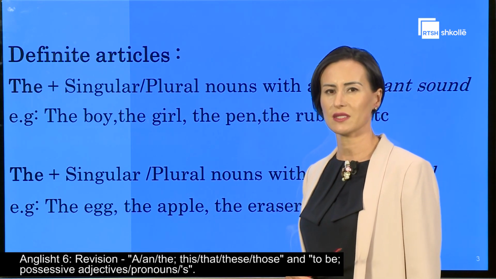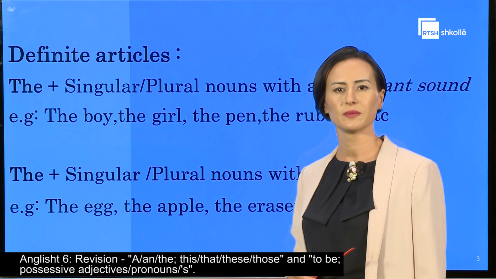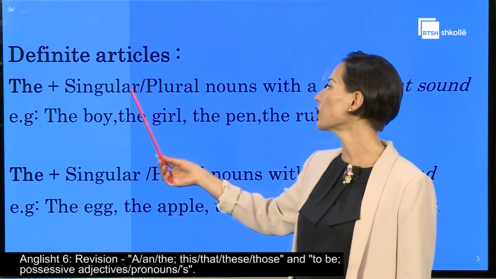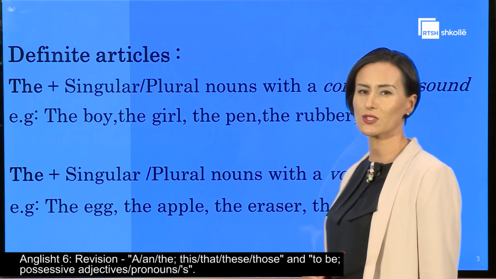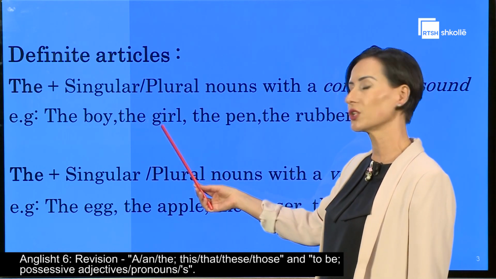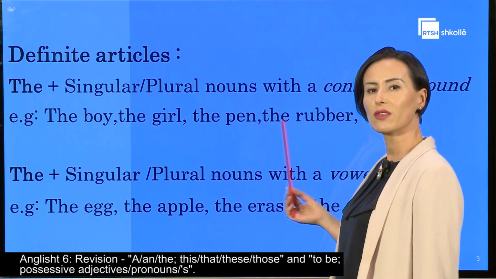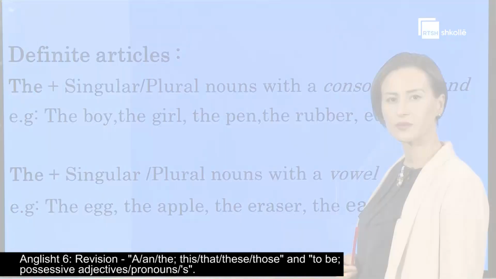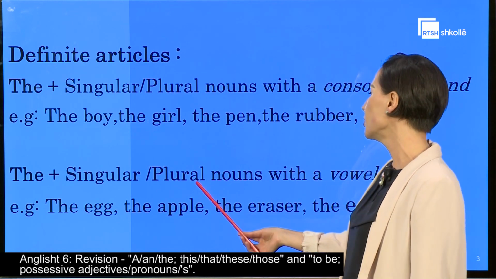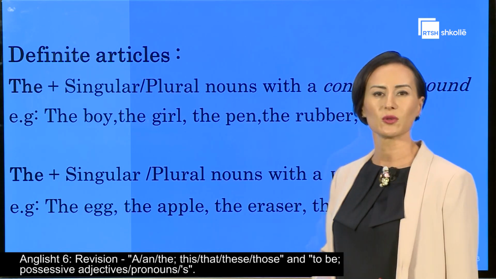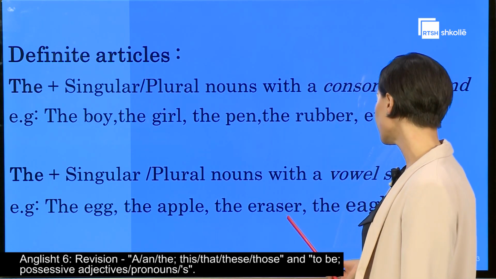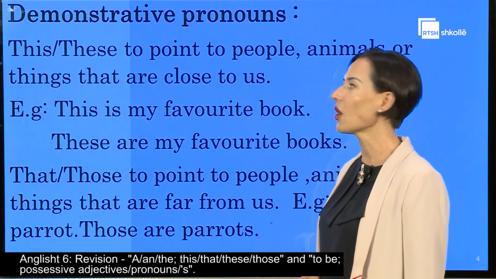What about the definite article the? Follow me, please. The is used with singular or plural nouns with a consonant sound. For example, the boy, the girl, the pen, the rubber, and so on. The definite article the is also used with singular or plural nouns with a vowel sound. For instance, the egg, the apple, the eraser, the eagle, and so on.